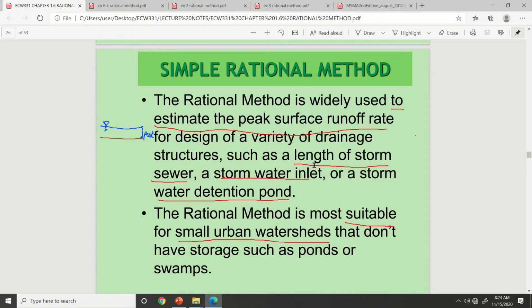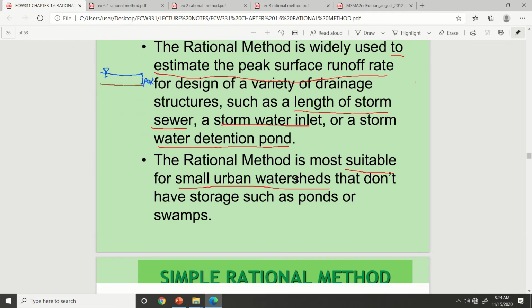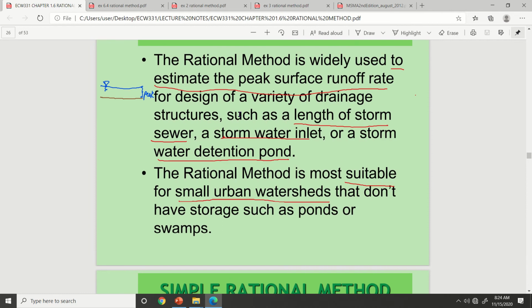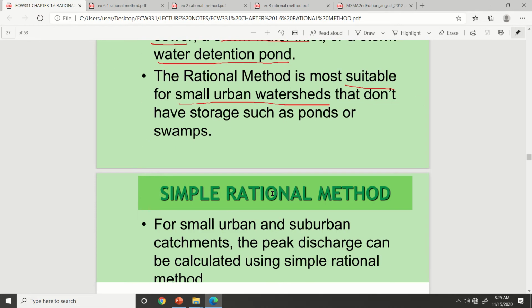Alright. So given length of storm sewer, storm water inlet, okay. So there is a variety of design. So maybe you have to design the length of storm sewer, design a storm water inlet, or design a water detention pond. So it is suitable for small urban watersheds.